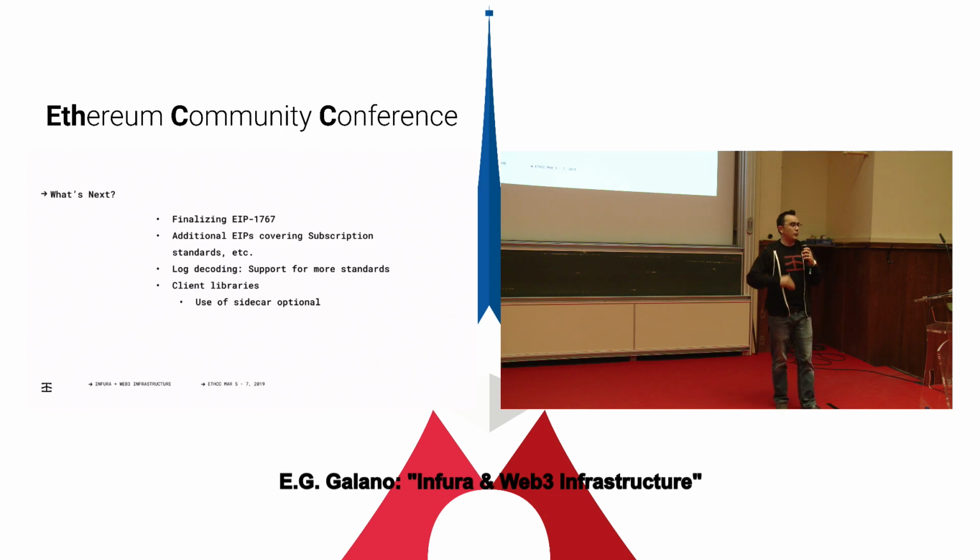So what's next? We're working on finalizing EIP 1767. If you're interested in this, go on, comment, give your feedback. It's still open for comment. There are additional EIPs covering more higher level subjects such as subscription standards, more functionality. On the EthQL extended side, we're looking at more log decoding, so supporting more standards, more ERCs, building better tools for developers to use for their custom APIs. And there's also an initiative for client libraries.